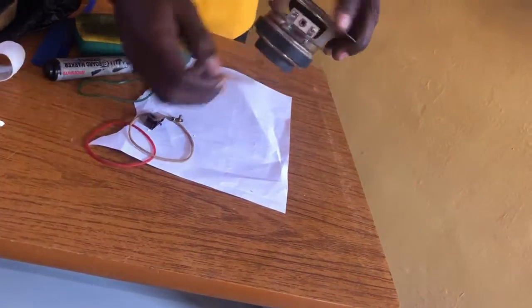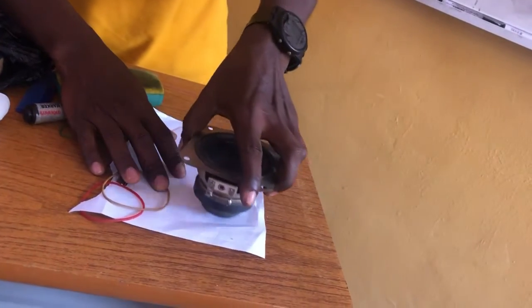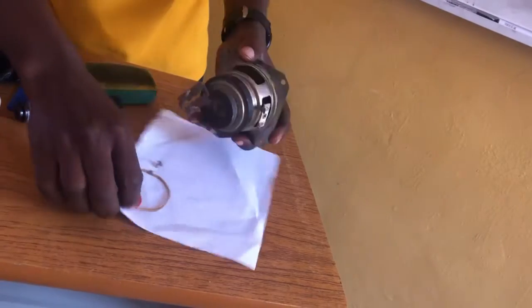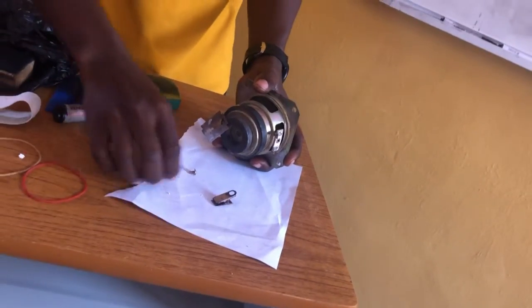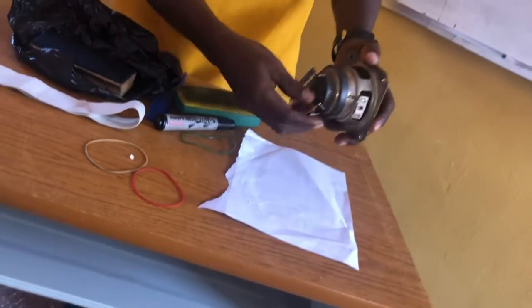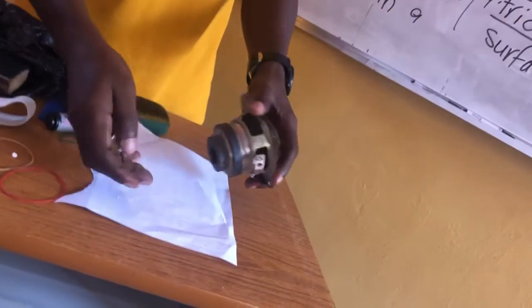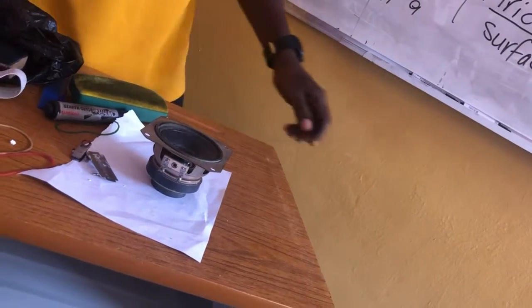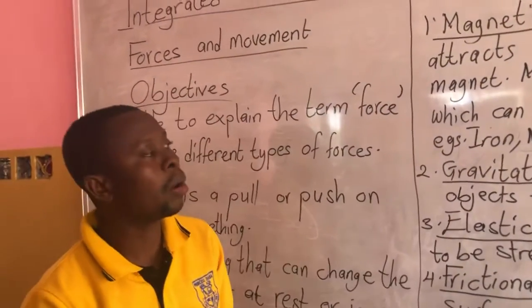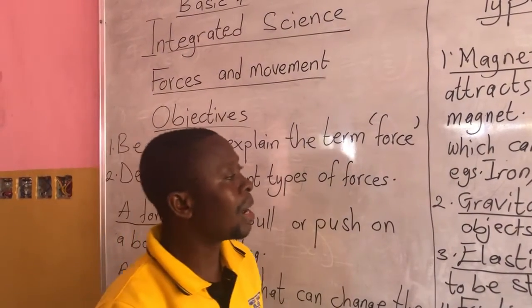Look at it. Now let's put it under the paper. You see? You can see. Okay? Let's look at the screws. Good. So the force that attracts these materials towards the magnet is called magnetic force, okay? It's magnetic force. And we have what? Magnetic materials. They are materials that can be attracted by a magnet. Materials that can be attracted by a magnet are called magnetic materials.